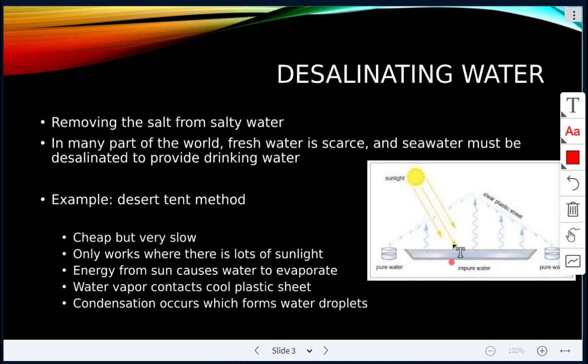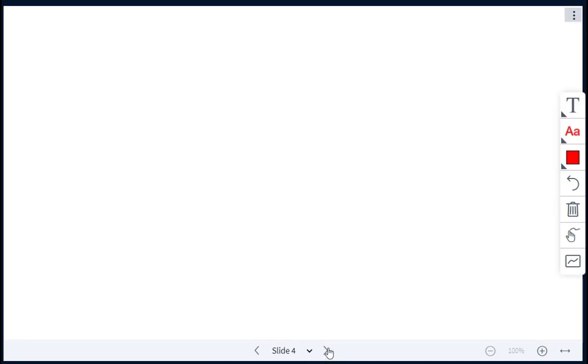And we have the sunlight reaching right through that clear plastic sheet. Then the energy from the sun is going to cause that water to evaporate. Once it contacts this cooler plastic sheet, it will condense. So condensation will occur and you'll end up with pure water here on either side of that tent. Like I said, it's a very slow method, but it is a cheaper method than what we'll look at next.